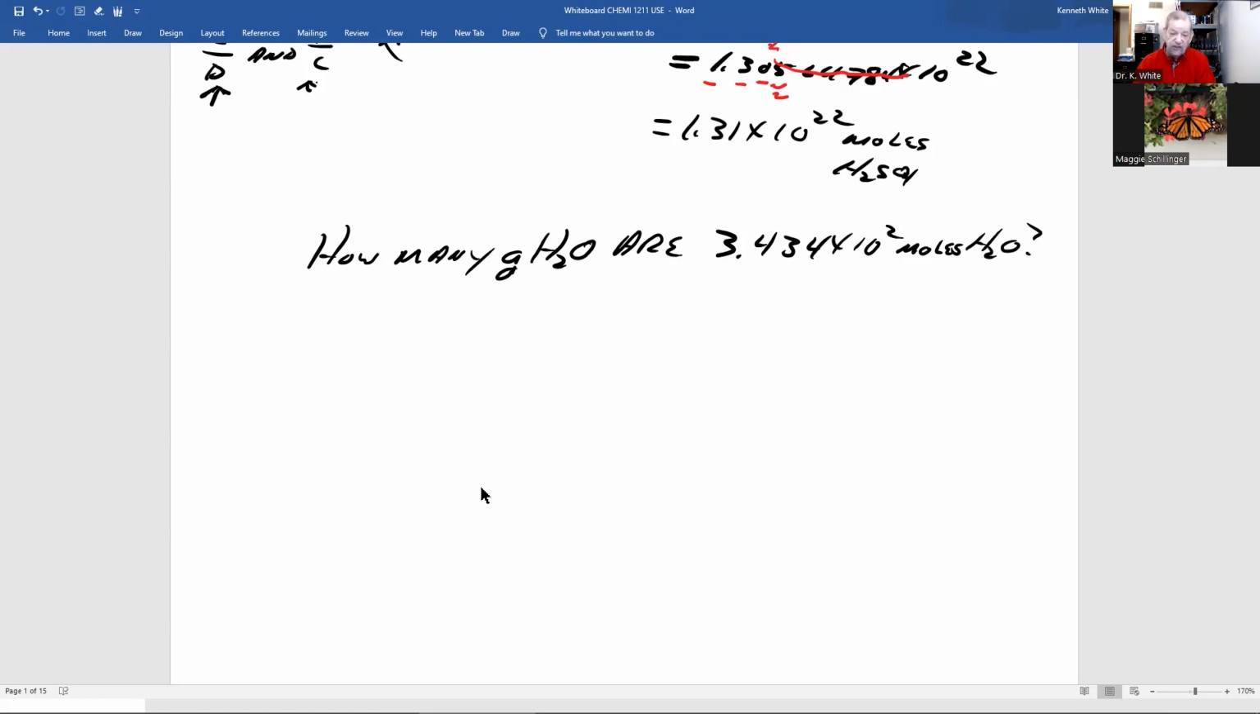How many grams? G is grams. That's a weight. You should know G is the abbreviation chemists use, Dr. White uses, and all other chemists use for grams. So how many grams of water are 3.434 times 10 squared moles of water? So I'm going to give you 20 seconds to figure out what are you being asked to find, maybe 25, I'll be nice today. What are you being asked to find, and what are you given?